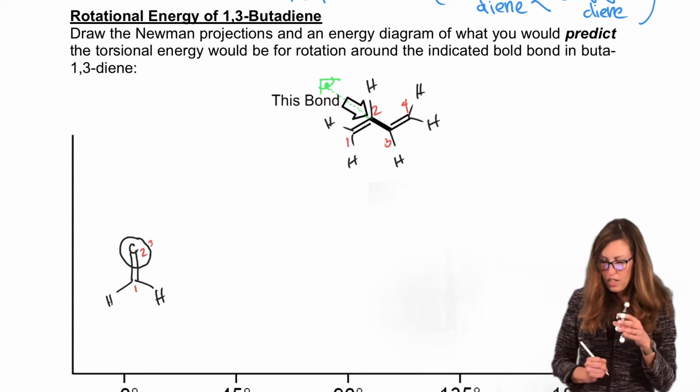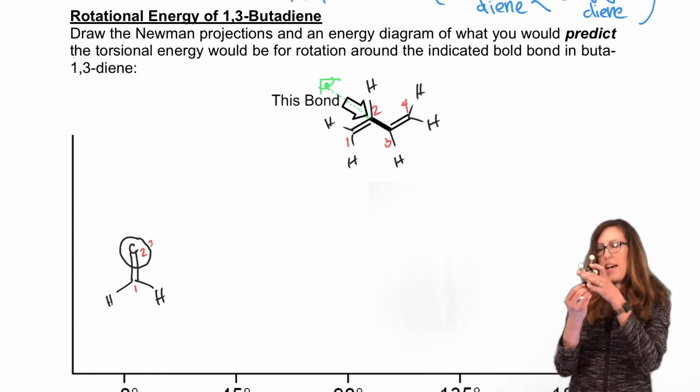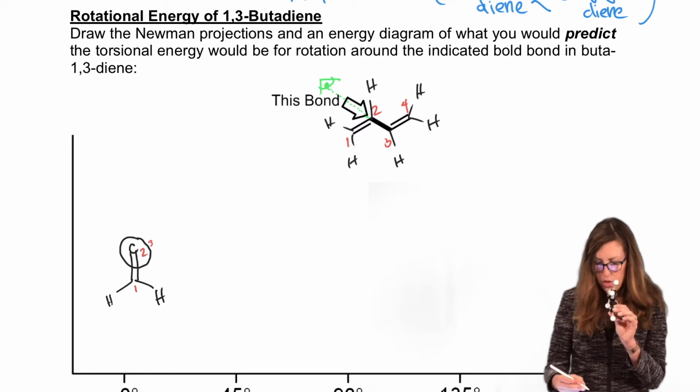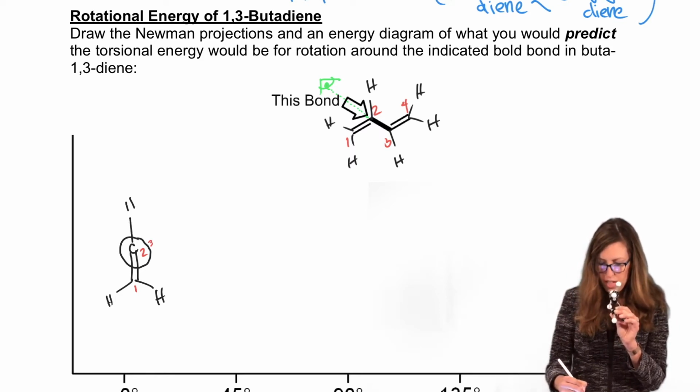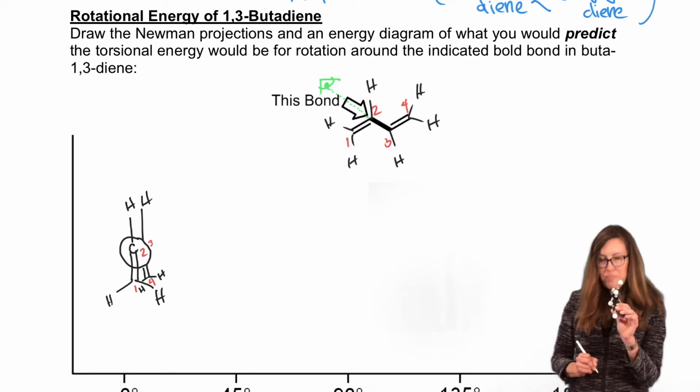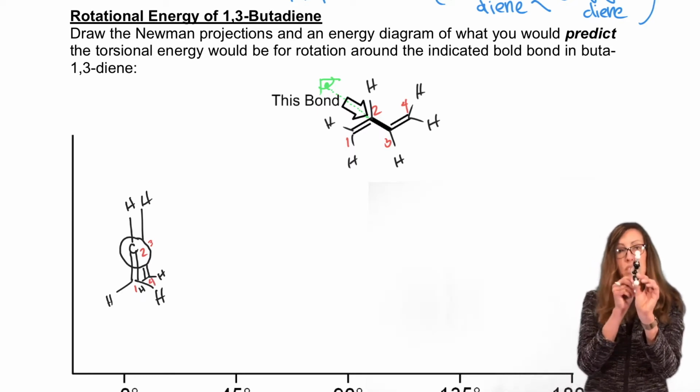And then carbon 3 has the CH2 pointing down and the H going back up. So carbon 2 has this H, carbon 3 has this H, and then we have these CH2s here, carbon 4. So this is 0 degrees. They're eclipsed.